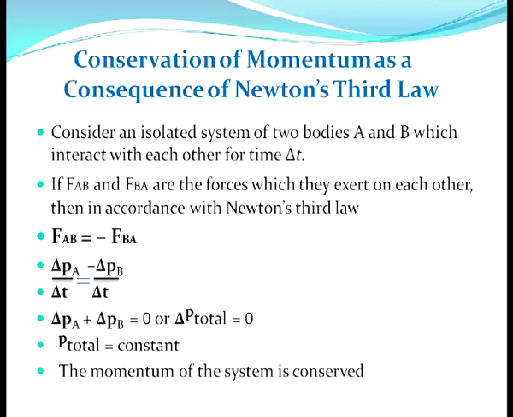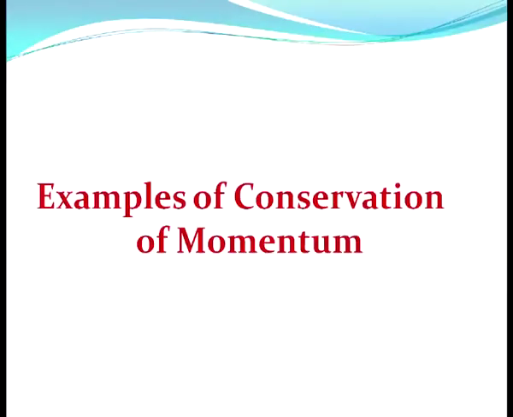That means, if the change in momentum is 0, no change is taking place, that means the total momentum remains constant. So, we write P total, that is the total momentum of the system, remains constant. So, the momentum of the system is conserved, which is the conservation of momentum. So, we can establish the conservation of momentum from Newton's second law and Newton's third law as well. Now, let us discuss what are the applications of conservation of momentum.